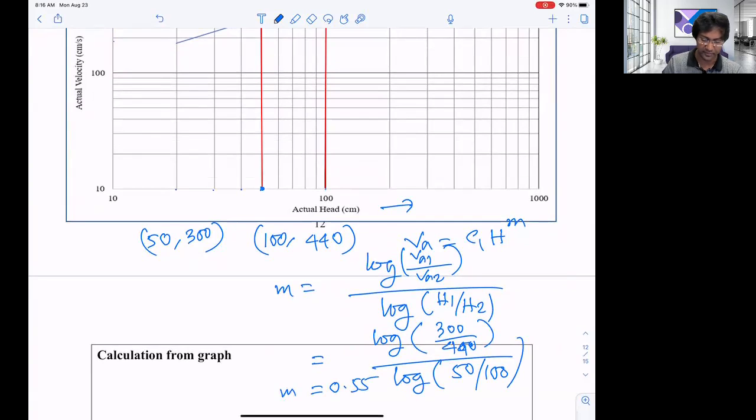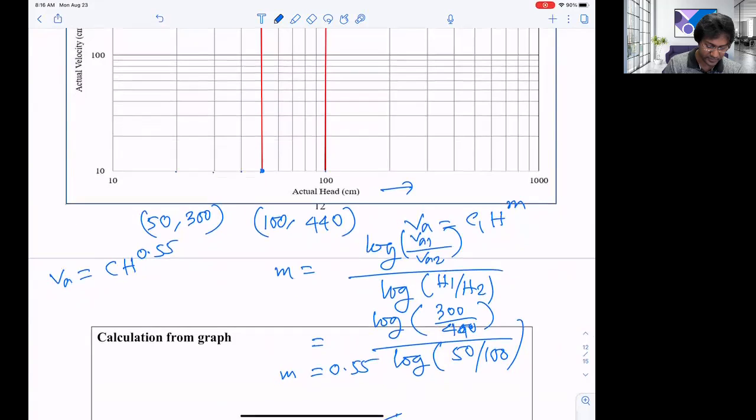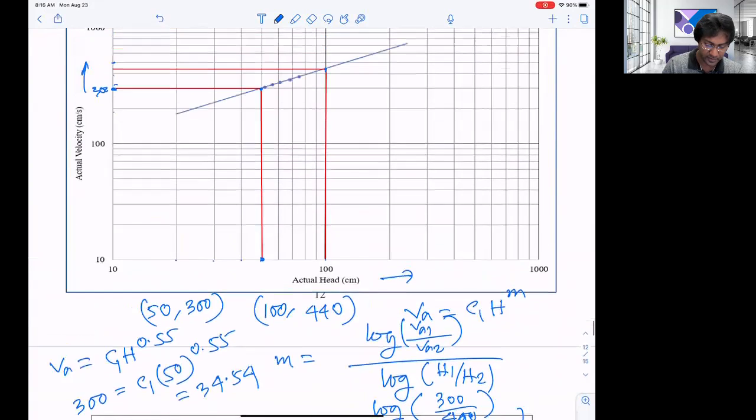It is even more than 0.5. The actual value is 0.5. So let me calculate, because we have VA is equal to C times H to the power 0.55. So we can calculate C1 here. So VA, I'm taking the first point, 300 is equal to C1, which is unknown, times 50 to the power 0.55. So we have 300 divided by that answer, and we have 34.54. So we can write our calibration equation here.